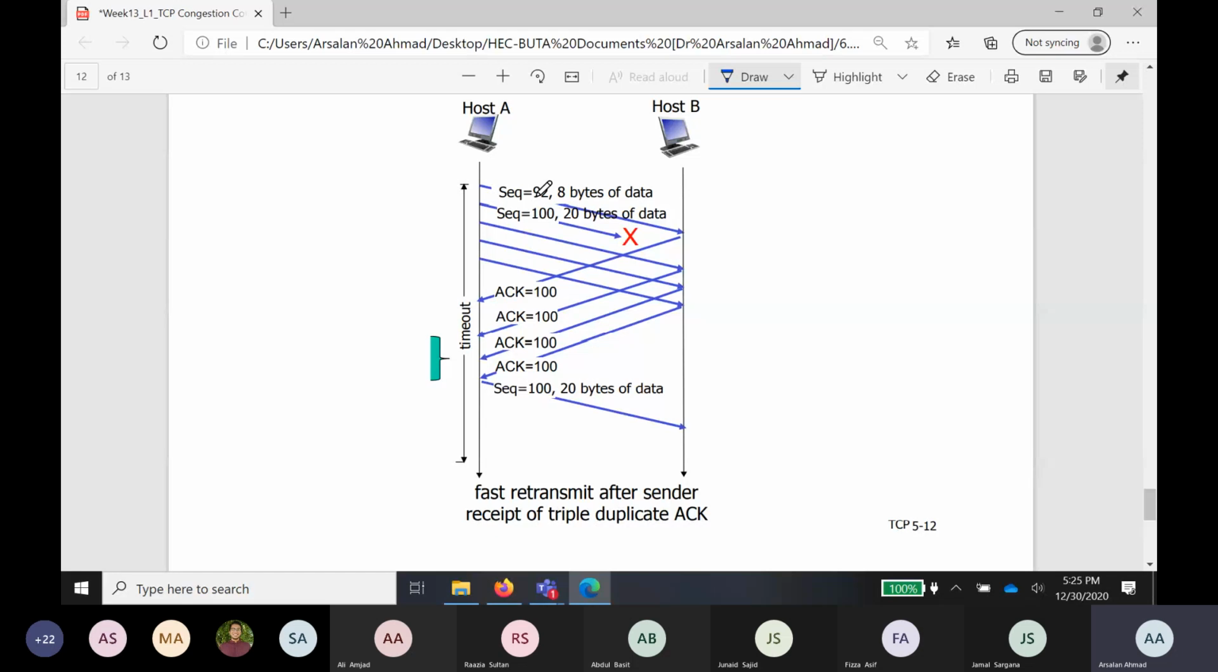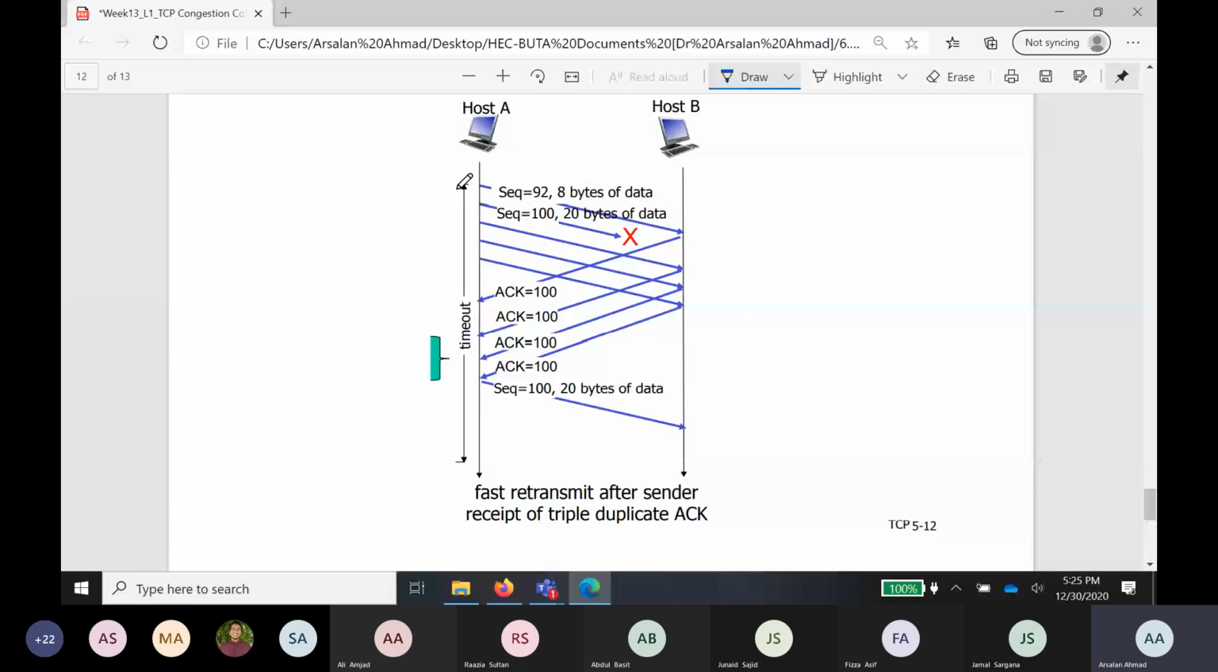I received 92 and 8 bytes, which means I received bytes 92 to 99. Now I expect byte 100 from you, and I did not receive byte 100, I received something else. I buffered it, but sent duplicate acknowledgement of 100. I received something else, buffered it, and again sent duplicate acknowledgement of 100, and so on.